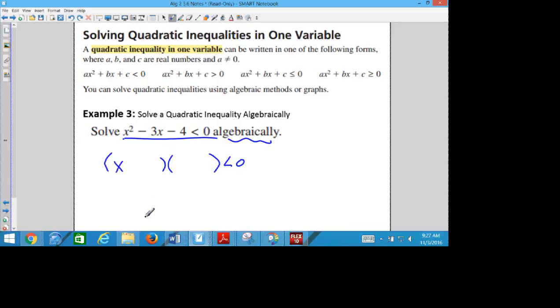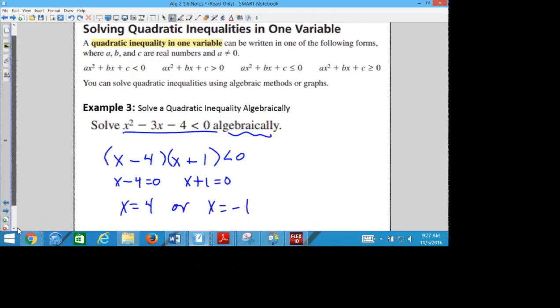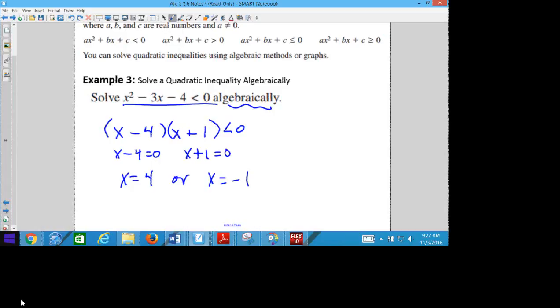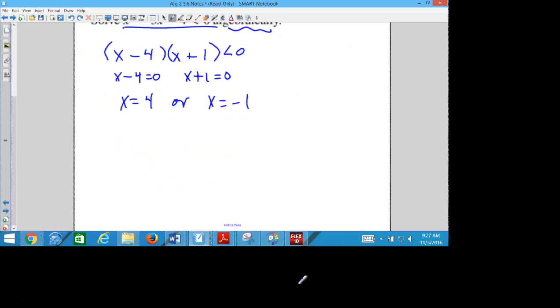So we've got x and x. What multiplies to make -4 but adds to give me -3? -4 and +1. So we get x minus 4 equals 0 and x plus 1 equals 0. We get 4 or -1. I told you this one is just x's, so we're going to only draw the x number line.